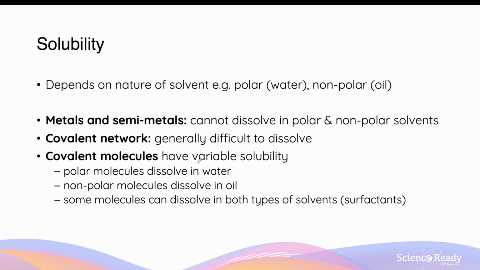Covalent molecules have variable solubility in polar and nonpolar solvents. The general rule is polar molecules will dissolve in polar solvents, like water. Nonpolar molecules tend to dissolve in nonpolar solvents, like oil. And there are some molecules which have intermediate solubility, allowing them to dissolve in both types of solvents. These are generally regarded as surfactants. So when it comes to solubility, we generally only use this to describe covalent molecules, because only covalent molecules will display some degree of solubility depending on whether it's a polar or nonpolar solvent.